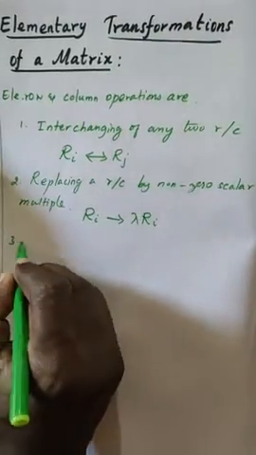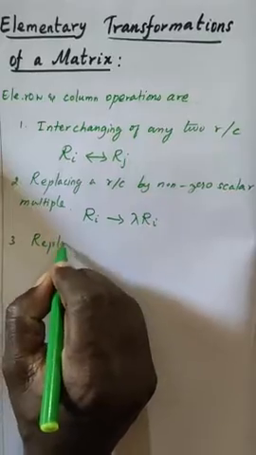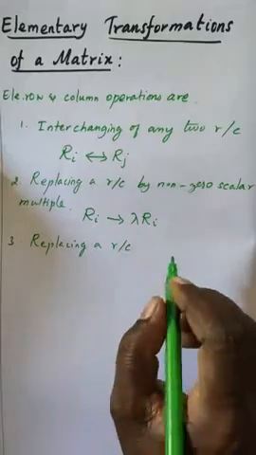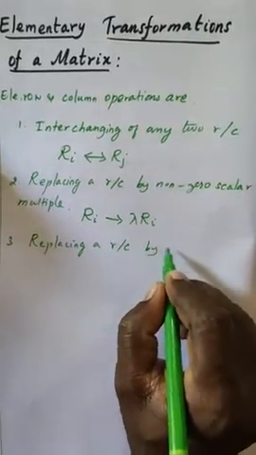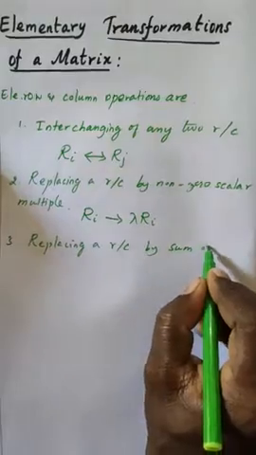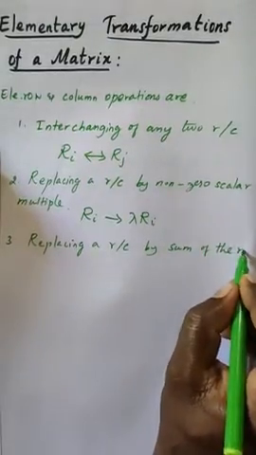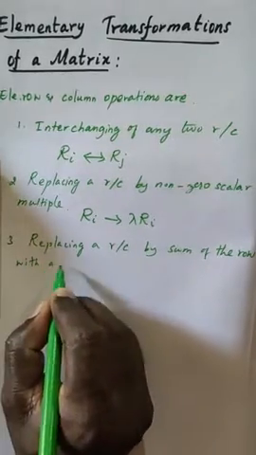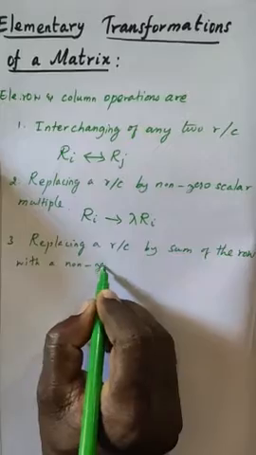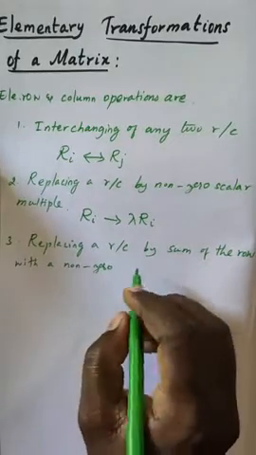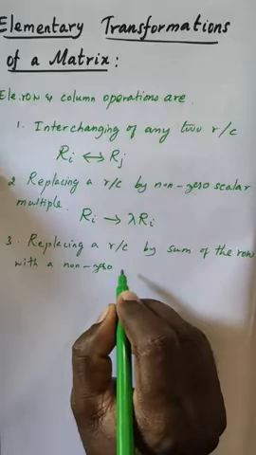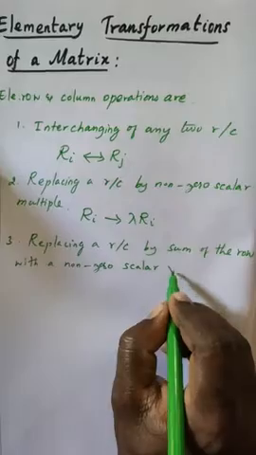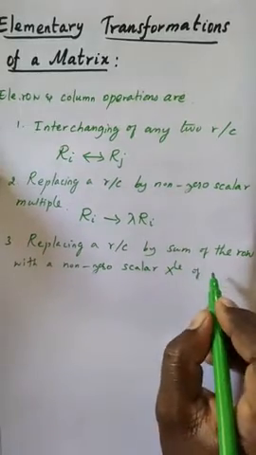The third one is replacing a row or column of the matrix by the sum of the row with a non-zero scalar multiple of another row.